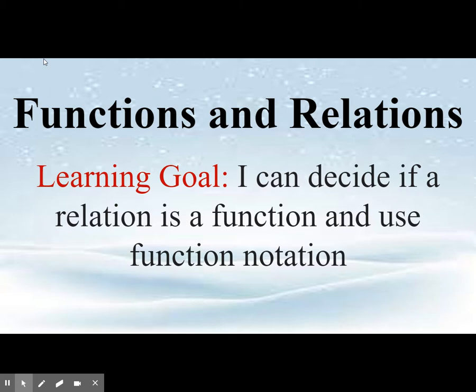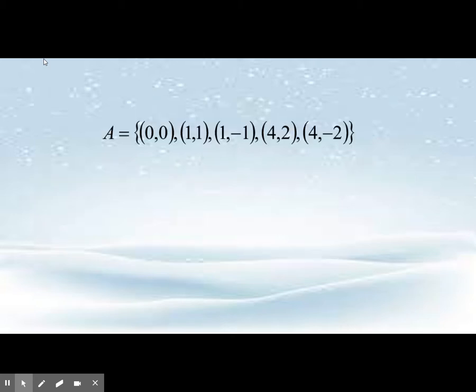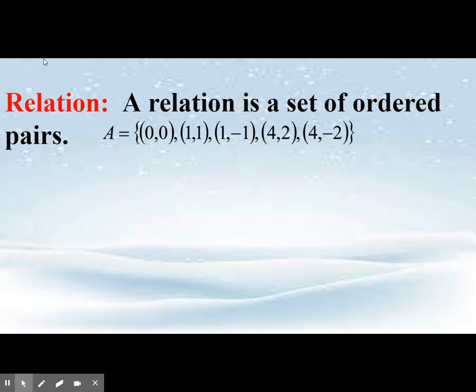So if we take a look, our learning goal: I can decide if a relation is a function and use function notation. So looking at that learning goal, we need to go over, okay, what is a relation? And then what is a function? So if we take a look first, we have this set of points. You have set A. It has the points (0, 0), (1, 1), (1, -1), (4, 2), and (4, -2). That's what a relation is. A relation is a set of ordered pairs.